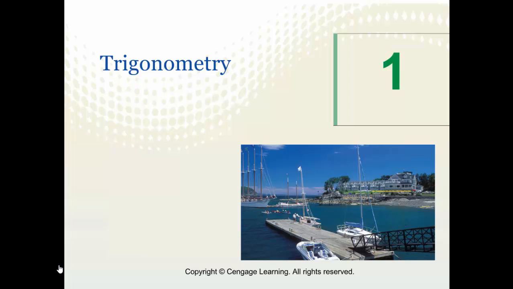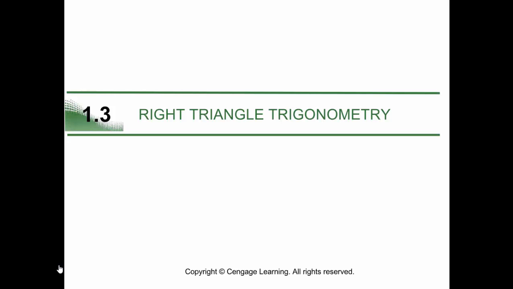Hello and welcome back to our continued study of trigonometry. In this next section, we're going to learn about right triangle trigonometry. In the first section, we learned about radians and degrees and how to work between the two. In the second section, we learned about the unit circle and how it relates to the trigonometric functions. Today, we're going to learn about those same 6 trigonometric functions, but how to use them with right triangles.